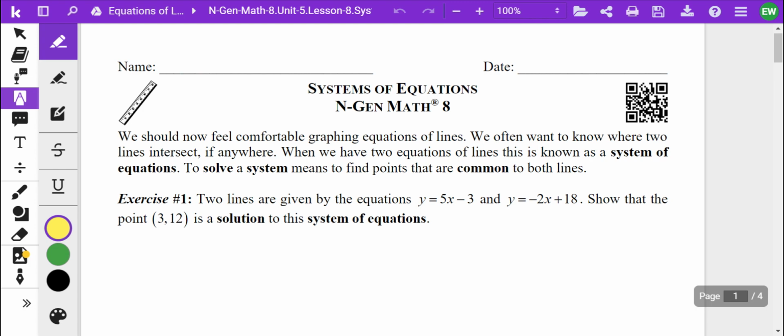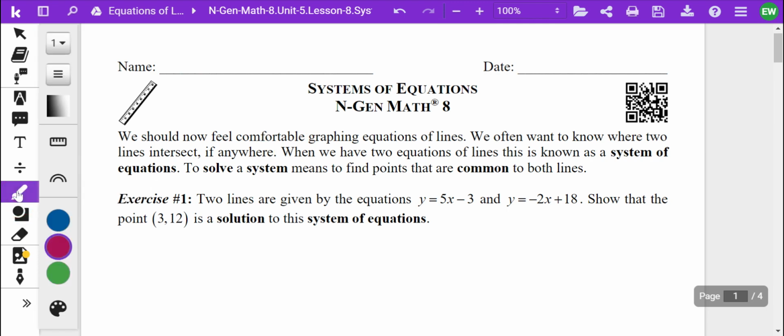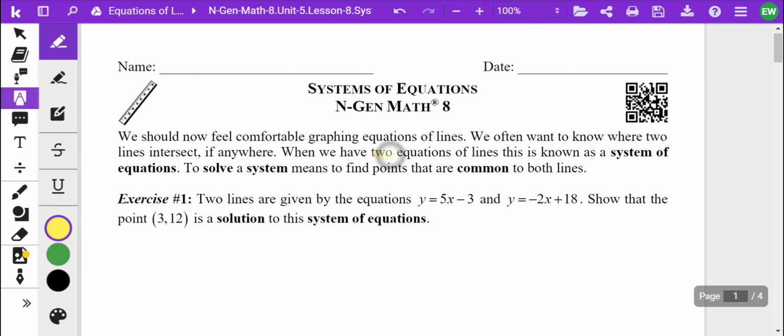We should feel somewhat comfortable graphing lines, but sometimes we need to be asked where two lines intersect or meet. And there are many reasons why we may need to know this. But let's learn how to do it first. When we have two or more equations of lines, this is called a system of equations.